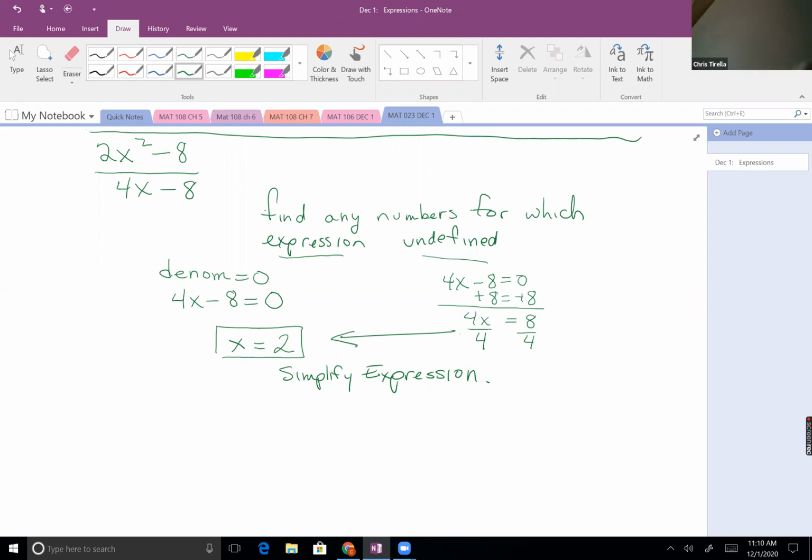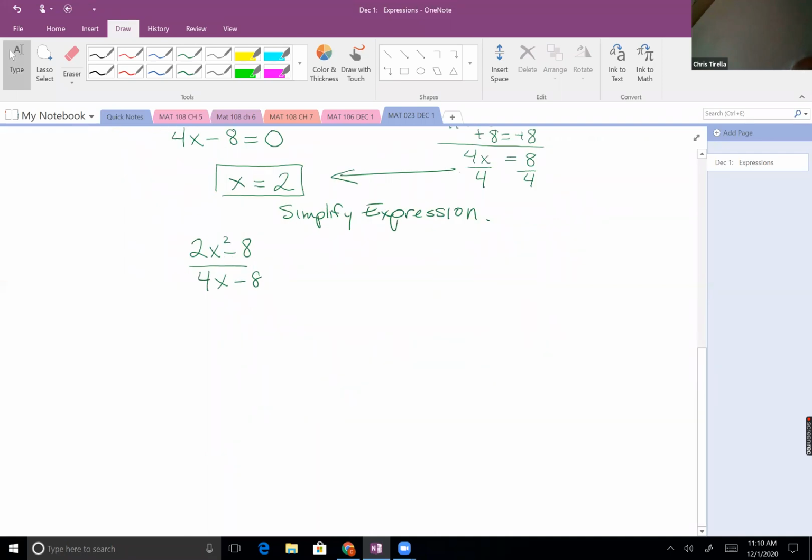And then I'm going to rewrite the expression. We've got 2x squared minus 8 over 4x minus 8. And we want to now simplify the expression. Can anybody remember what you have to do first to simplify a rational expression? Everybody remember, fractions are fun if you factor first.